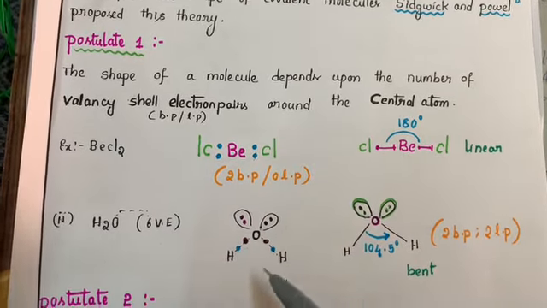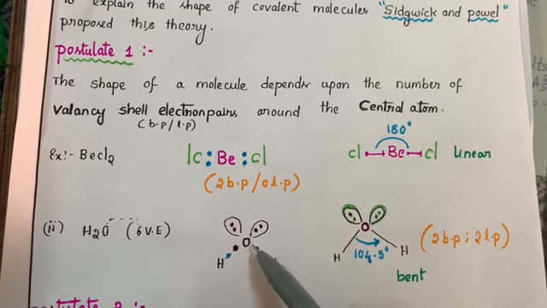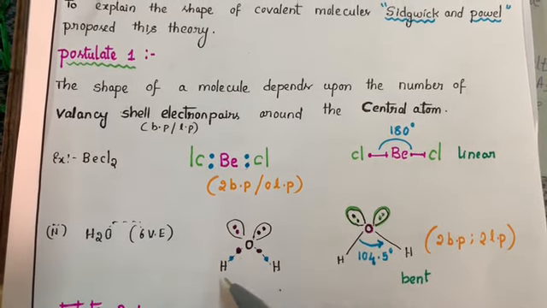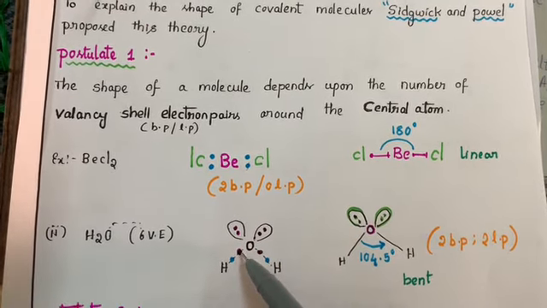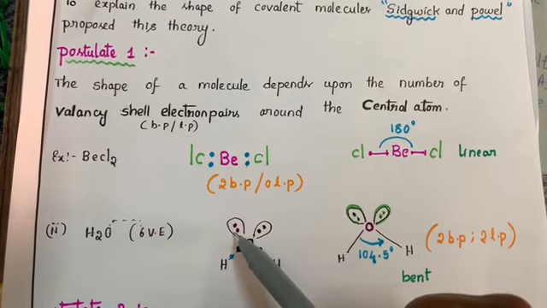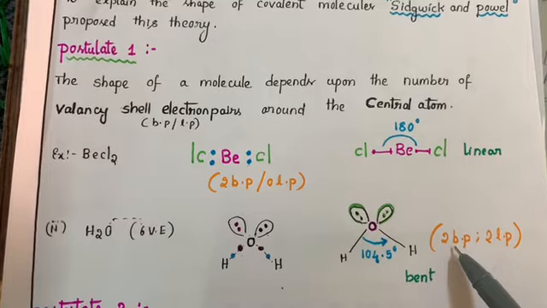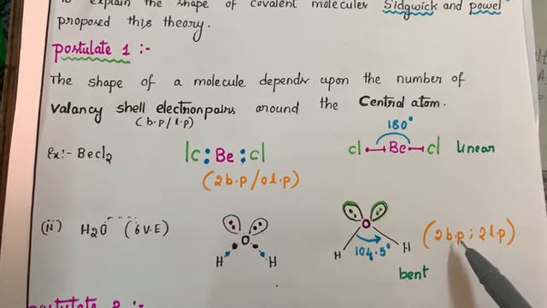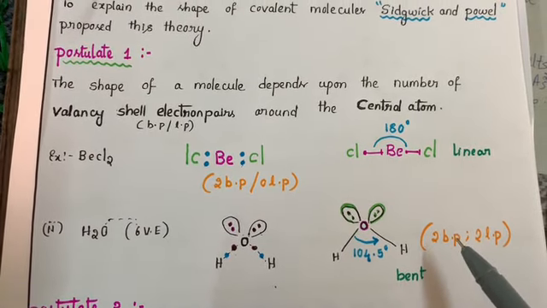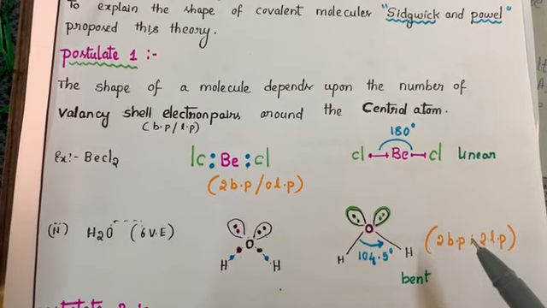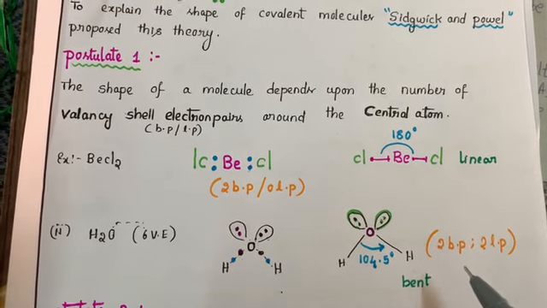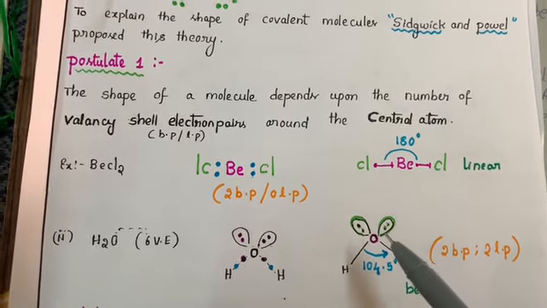Next we will count for the H2O molecule. Oxygen has 6 valence electrons. Out of the 6 valence electrons, 2 are involved in bond pairs. The remaining 4 will be in the form of lone pairs. So it has 2 lone pairs and 2 bond pairs. So the first postulate gives information about how many bond pair electrons and how many lone pair electrons are present on the central atom.